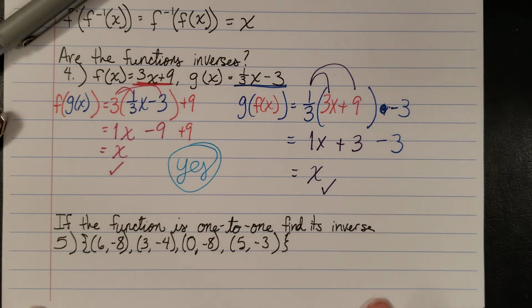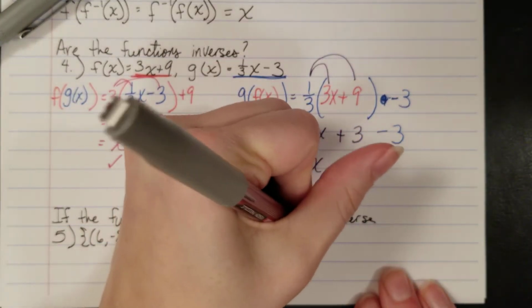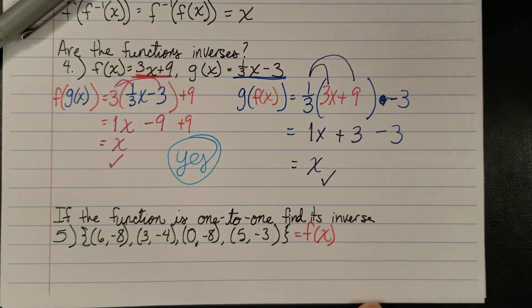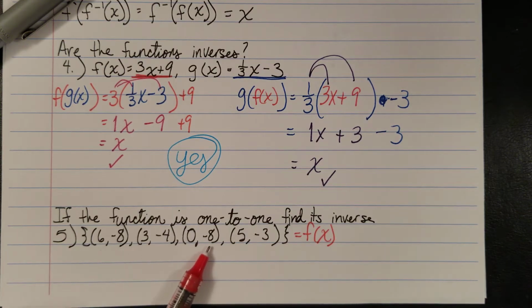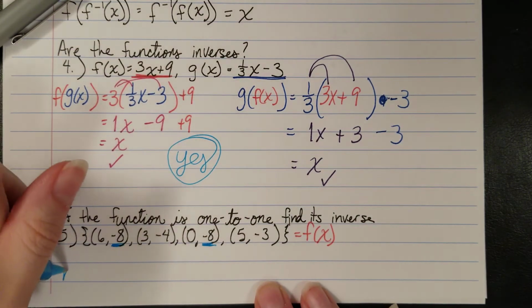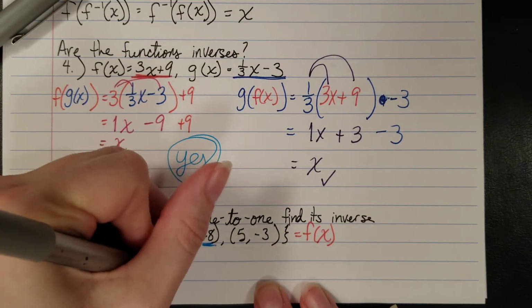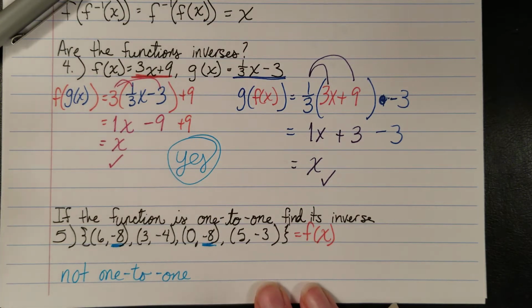Number 5 says, if the function is 1-to-1, find its inverse. Okay, so let's see. This is equal to f of x. Whenever we were looking to see if something like this was a function, we would look at all the x values to see if any are repeated. In this case, we're looking at the y values to see if any are repeated. So we do have 2 y values that are repeated. Therefore, it's not 1-to-1. So therefore, it doesn't have an inverse function.